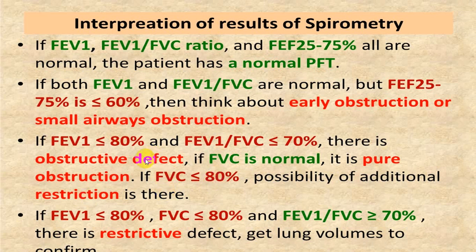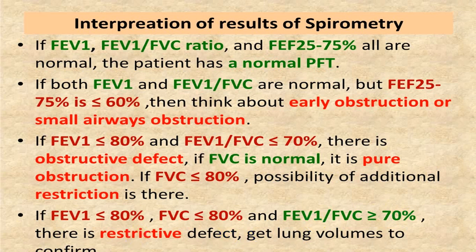So whenever both FEV1 and FVC are reduced, always look at the ratio. And if the ratio is less than 70, it is still more in favor of obstructive. But if the ratio is more than 70, between 70 and 80, it is mixed. So if you want to find out obstructive and restrictive together, you will have to look at that. So if FEV1 is less than 80, FVC is also less than 80, and ratio is more than 70, then it is restrictive.